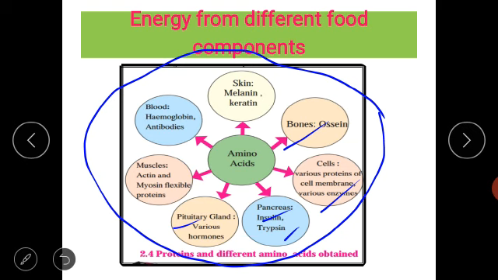Molecules like actin and myosin are present in the muscle protein. Blood hemoglobin and antibodies are nothing but protein. Skin melanin and keratin are nothing but made up of protein. So melanin of the skin is protein, and keratin protein is present in the hair and the nails. So they are made up of protein, and this is how these different types of proteins are produced by the different combinations of the amino acids.